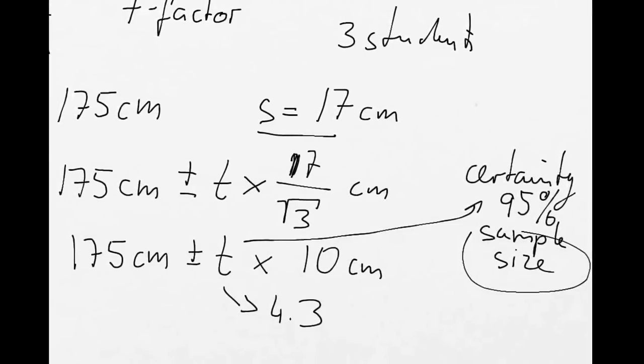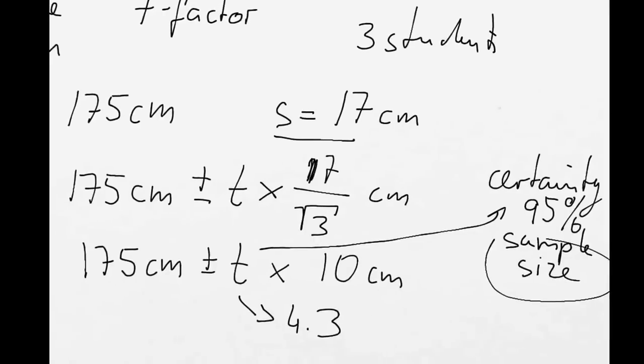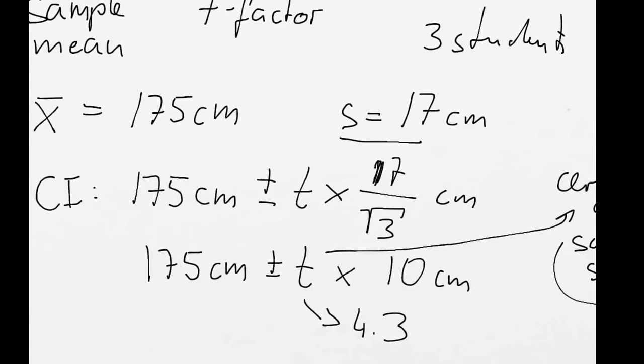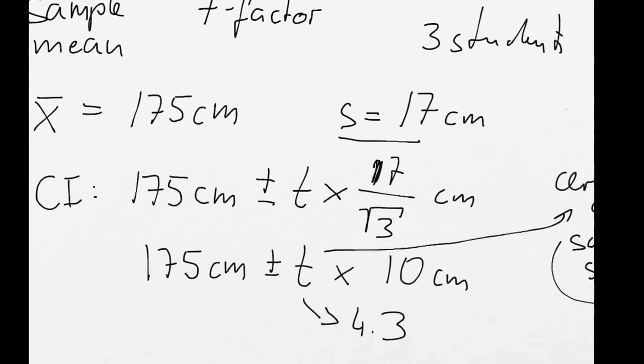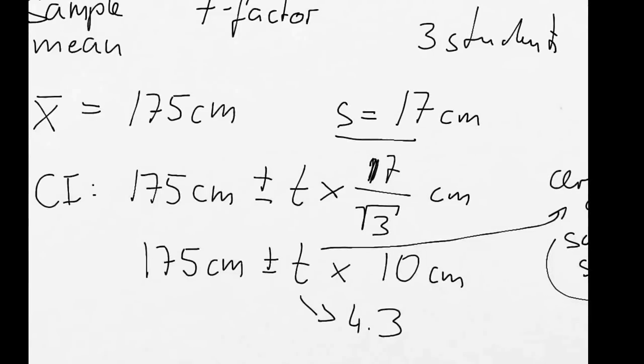So what I can now say is, with this I can calculate my confidence interval. So let me write this down again. Confidence interval was 175 centimeter plus minus 4.3, that's the t-value, times 10 centimeters. Yeah? This is now my confidence interval.